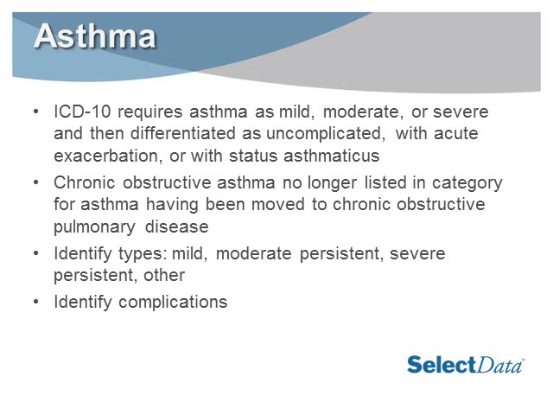For asthma, ICD-10 requires that asthma be designated as mild, moderate, or severe. And then you must differentiate it as uncomplicated, with acute exacerbation, or with status asthmaticus. Chronic obstructive asthma is no longer listed in the category for asthma, as it has now been moved to the category of chronic obstructive pulmonary disease, where it belongs. Again, you must identify the types, whether it's mild, moderate, persistent, severe persistent, or other, and you must identify all related complications.